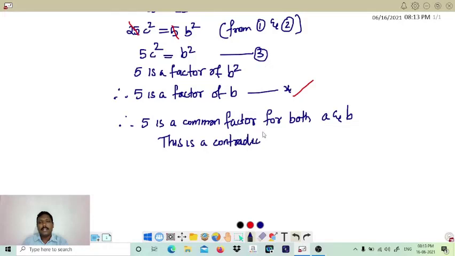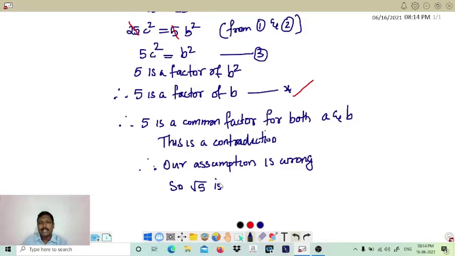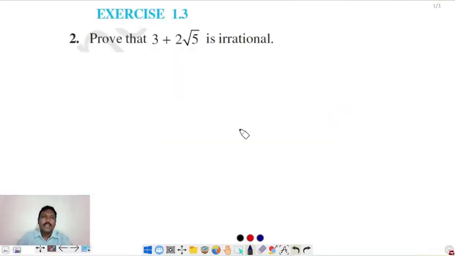So this is a contradiction, therefore what we have assumed is wrong. Therefore our assumption is wrong. That means what we assumed, root 5 is rational, is wrong, so we can say root 5 is irrational. It is not a rational number. Okay, children.